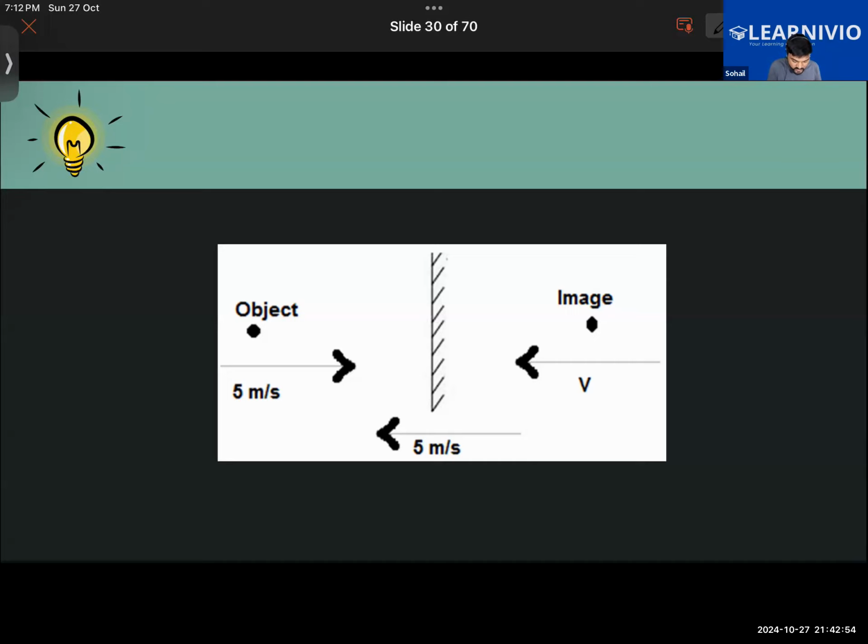Why? Because u and v are equal to each other. u represents the distance of the object from the mirror. v represents the distance of the image from the mirror. So speed.